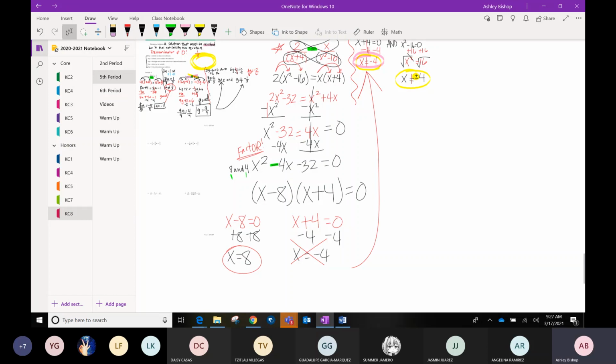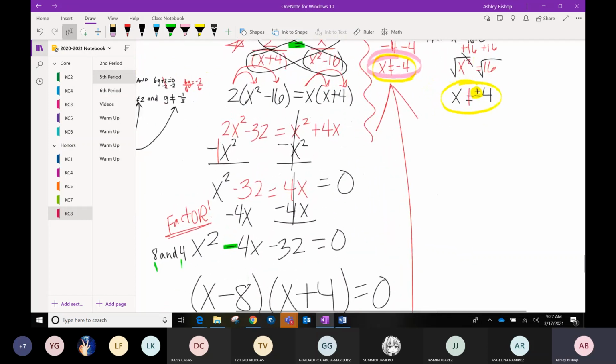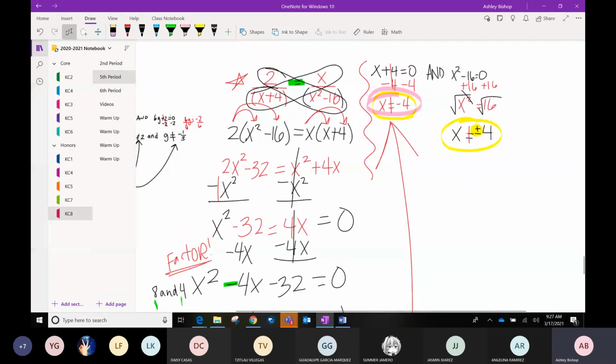Okay, so this problem, we did take it up a few notches, but follow the steps. Hopefully you took good notes on this problem. If you can do one of these problems, you can follow the steps and do them all.